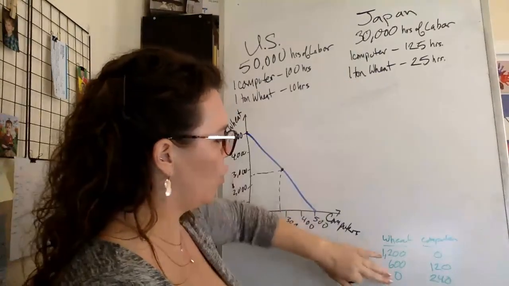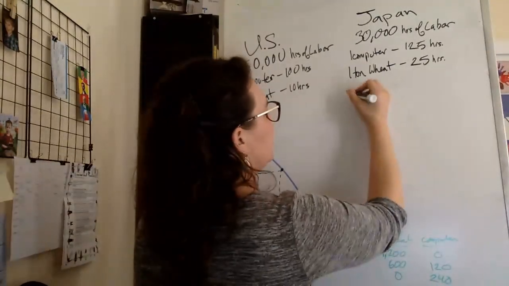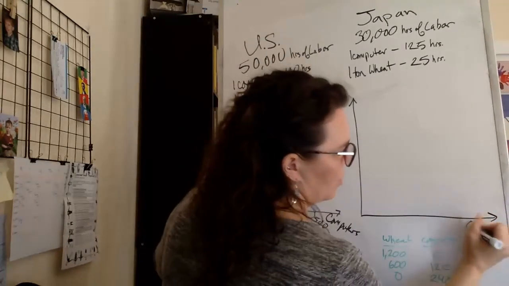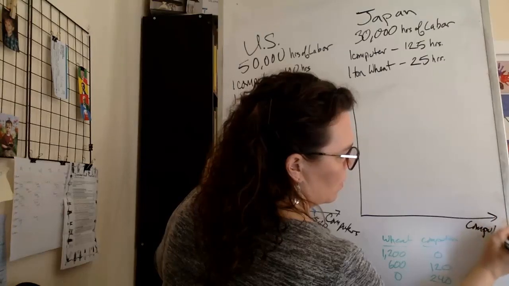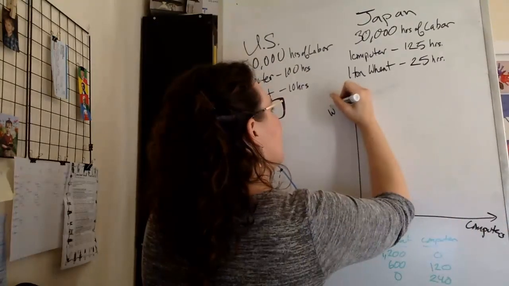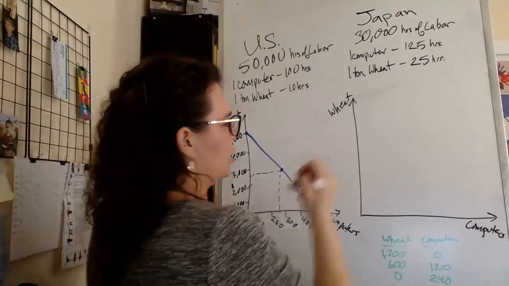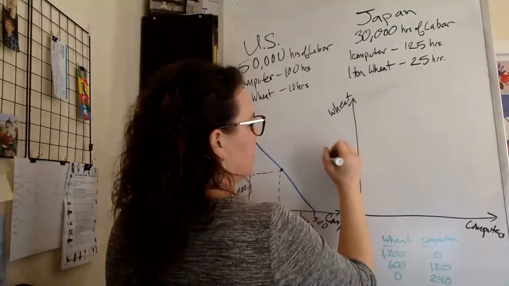So now if we want to graph the production possibilities frontier for Japan, again, looking at computers and wheat. And we're going to have the same general relationship, right? So there's, say, 2,000 tons of wheat.